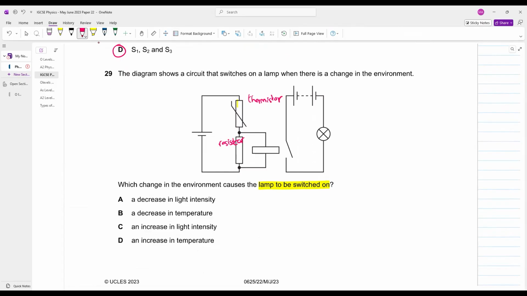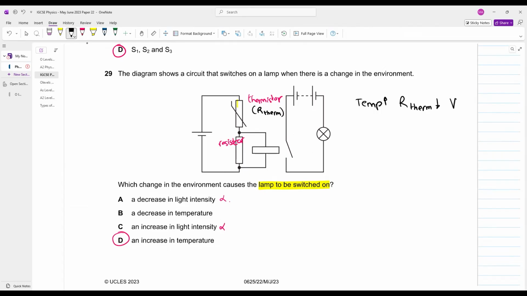So what can happen is, लाइट इंटेंसिटी वाले ऑप्शंस तो बिल्कुल ही कैंसिल आउट हो जाएंगे, because light intensity doesn't affect the thermistor. Now let's assume there is an increase in temperature. हम अस्यूम कर लेते हैं कि your temperature increases. What will happen? रेजिस्टेंस ऑफ द थर्मिस्टर क्या हो जाएगा? Resistance of the thermistor decreases.